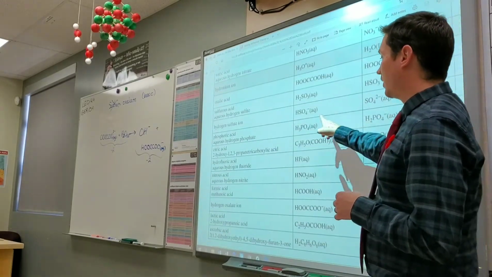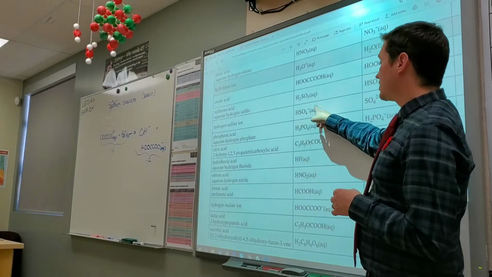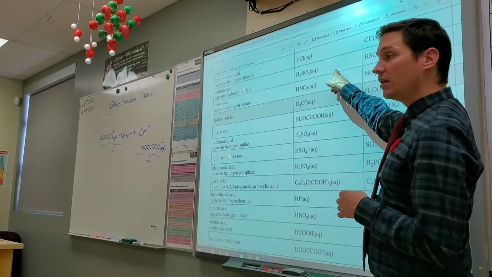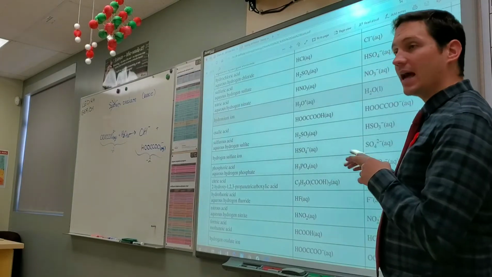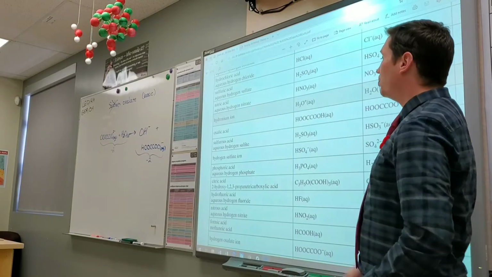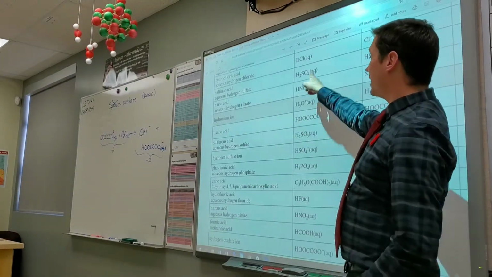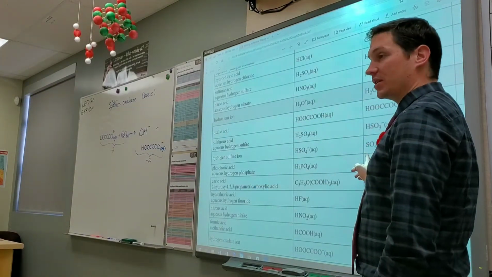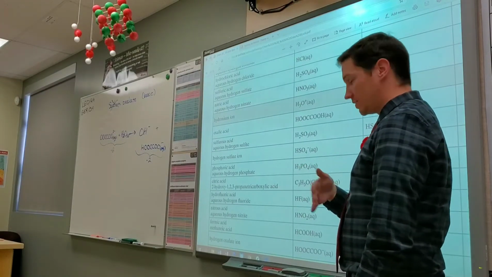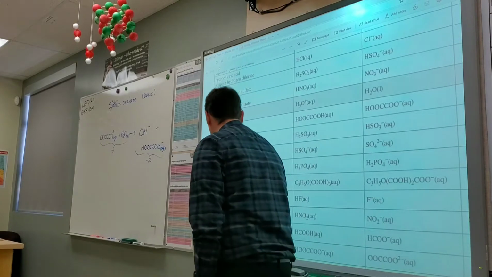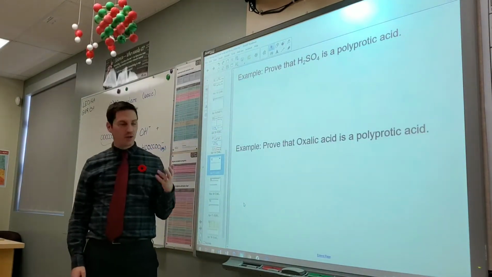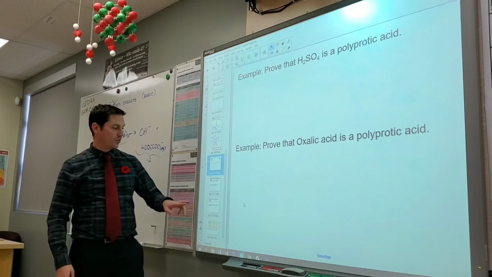Hydrogen sulfate. Is this going to react 100% like the first one did? No, it's going to react less than 50% of the time, right? But we did kind of prove that in 2 different reactions, so this is polyprotic. Does that make sense? It's just 2 different reactions. Prove that oxalic acid is polyprotic. We already did that. Okay, no problem.